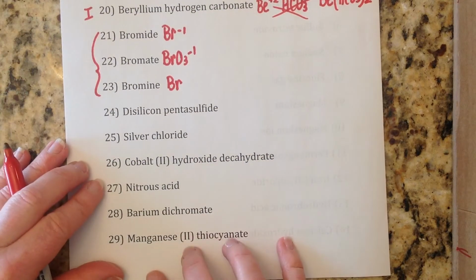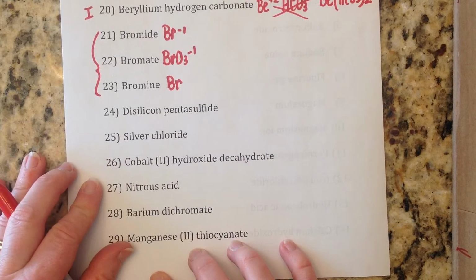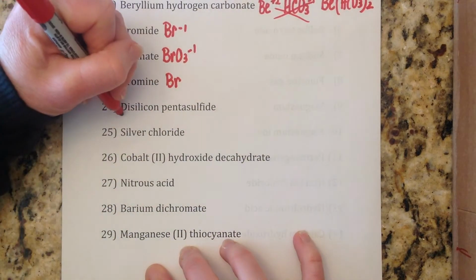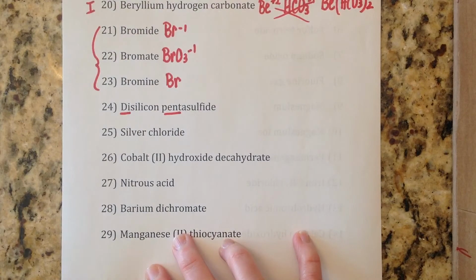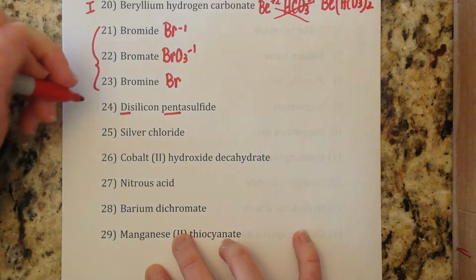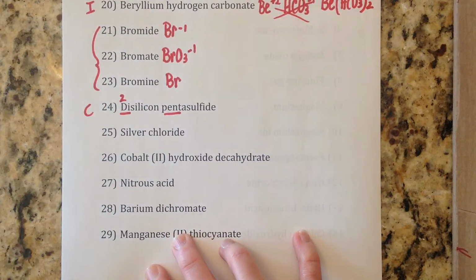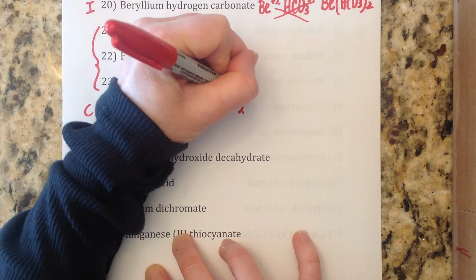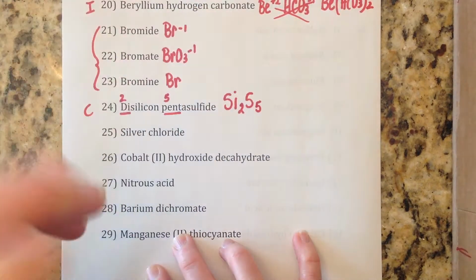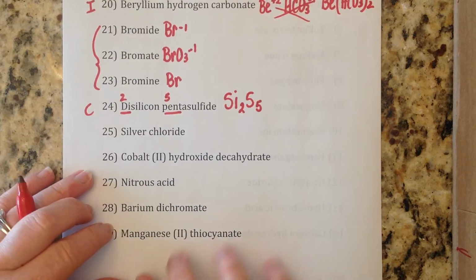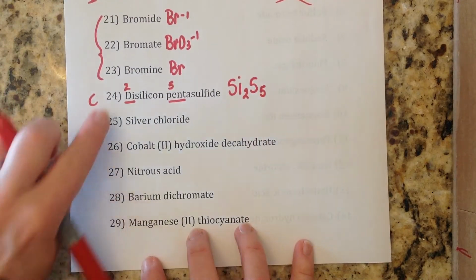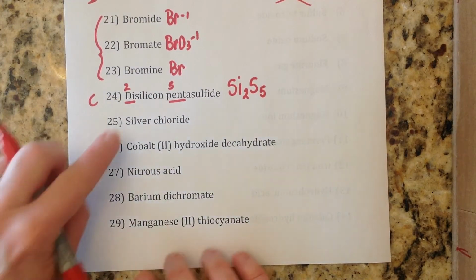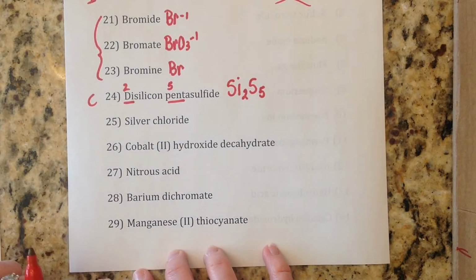All right, number 24, disilicon pentasulfide. So again, what catches my attention here is I have prefixes, so I know it's covalent, but what technically makes it covalent is it's a nonmetal. I have 2 silicons and 5 sulfurs, so Si2S5. Looks kind of odd, but these can be a little bit of a tongue twister, but you can see they're so easy. You really don't have to do anything except recognize what the prefix stands for.